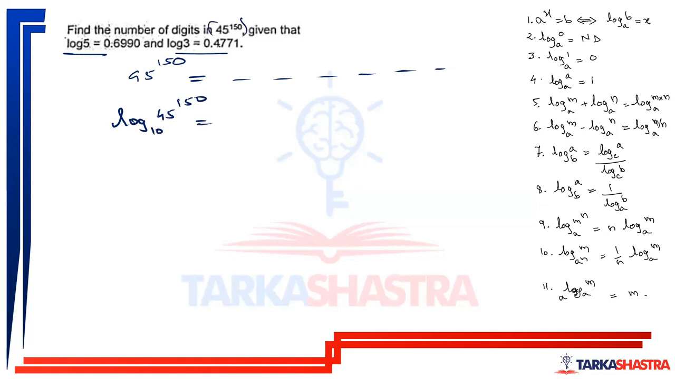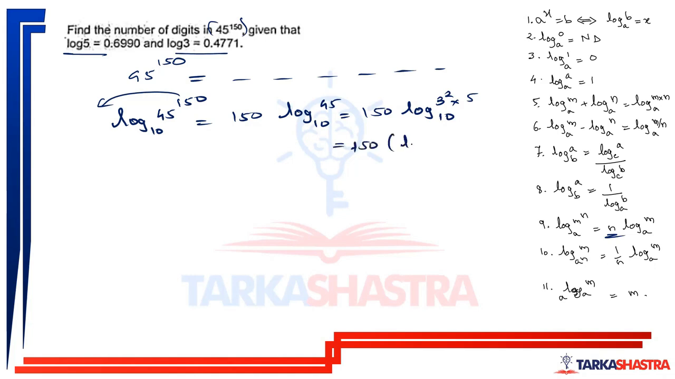I have just taken the log of this value. This 150 will come out using this property, property number 9, and this will be log 45 to the base 10. I am just finding the value of this, which is 150 into log 9 into 5, right? That is 3 square into 5 to the base 10, which is 150 into log 3 square to the base 10 plus log 5 to the base 10, which is 150 into 2 log 3 to the base 10 plus log 5 to the base 10.